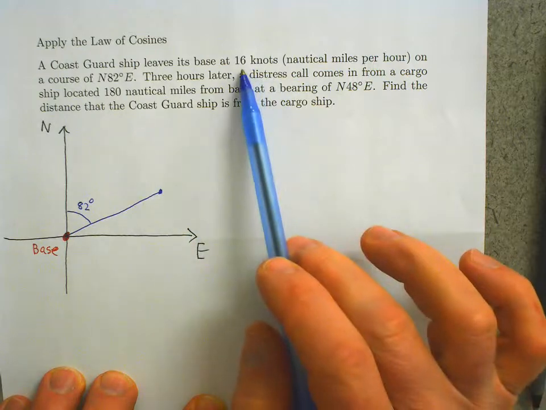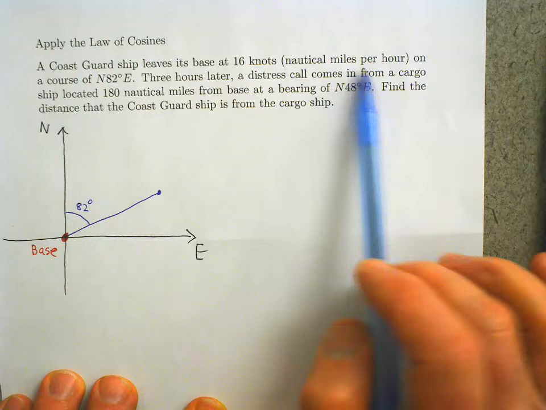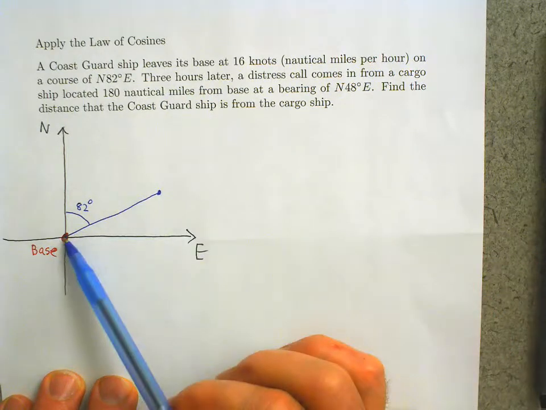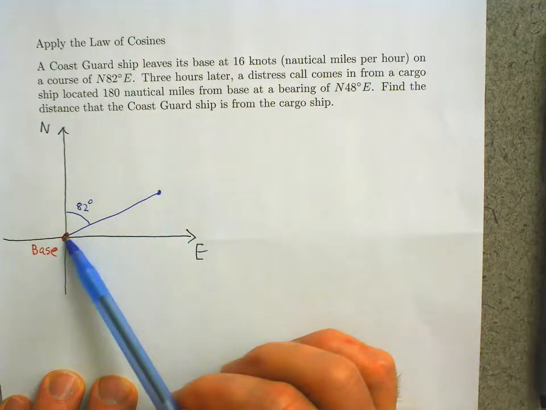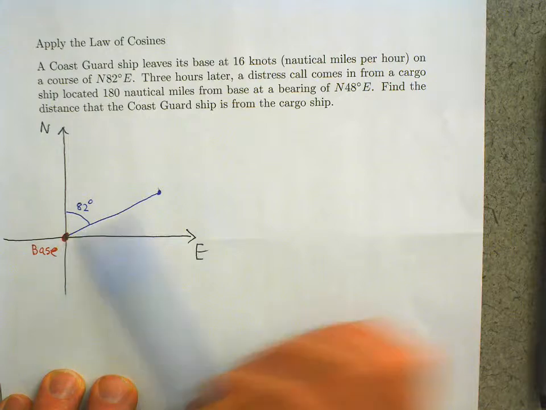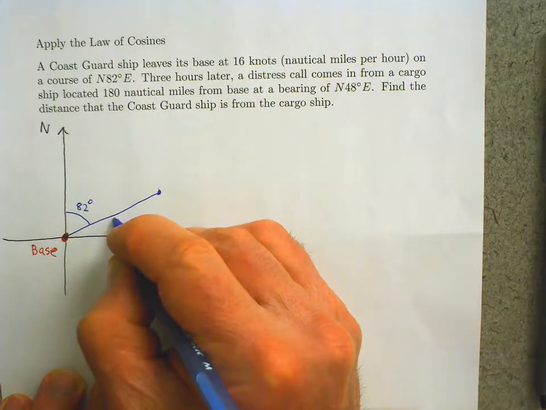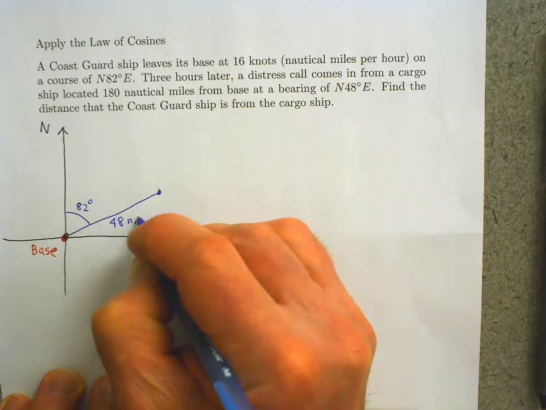And we're told this is the course of the Coast Guard ship. We're told that it's traveling at 16 knots, nautical miles per hour. So in 3 hours, the Coast Guard ship will have traveled 48 knots, or I should say 48 nautical miles. So we'll label this 48 nautical miles.